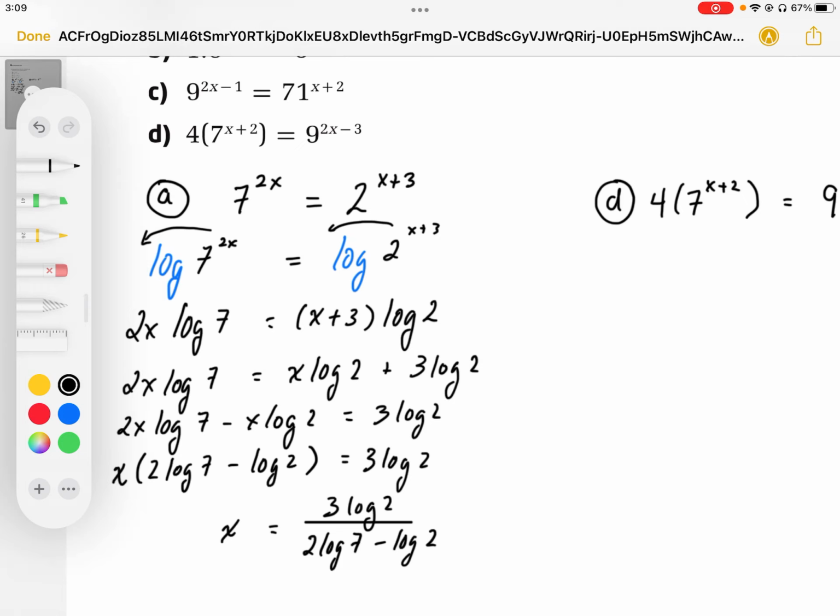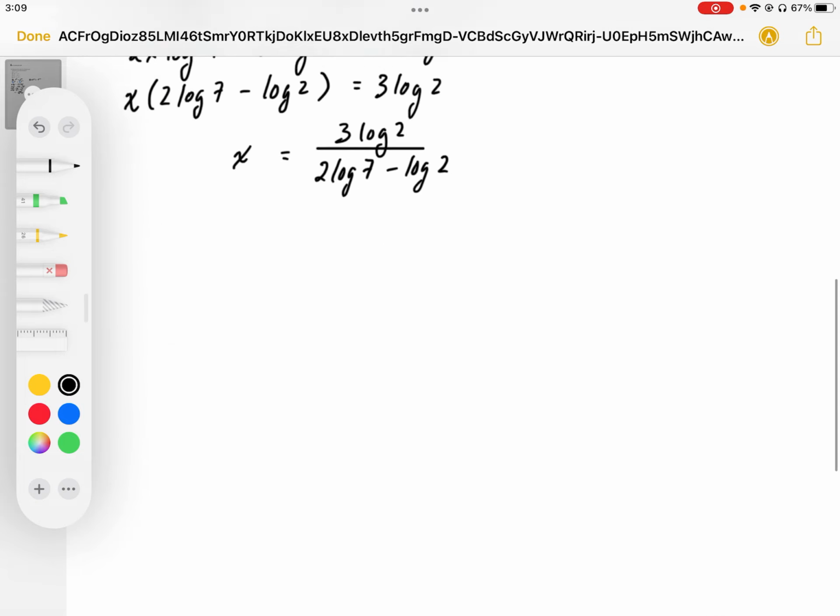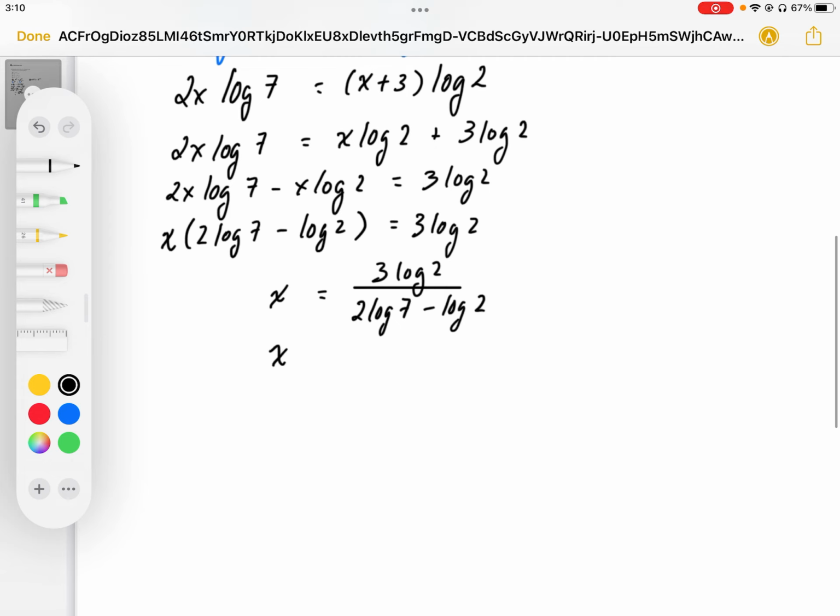I could have done this in base 7 or base 2. It doesn't matter, and I could have even used the definition of log to introduce the log in this problem. So when I work this out, I get 3 log 2 divided by 2 log 7 minus log 2, and I get 0.650. Okay, so x is equal to 0.650.